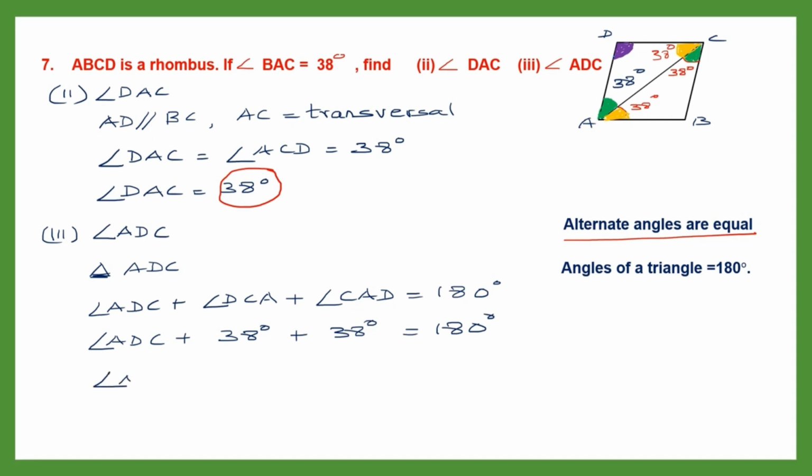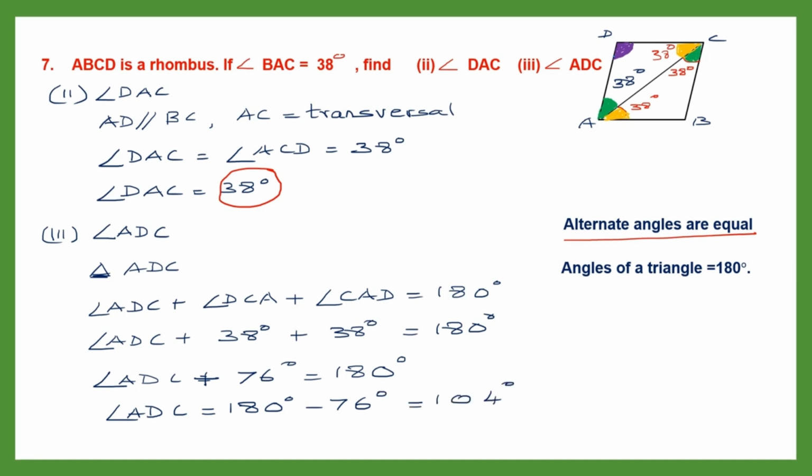So now we can find angle ADC. This plus 38 plus 38 is 76 degrees, which is equal to 180 degrees. Now to find angle ADC, we just have to say 180 degrees minus 76 degrees, and that is equal to 104 degrees. So we have found the value of angle ADC also, and that is 104 degrees. So this is our answer to this question.